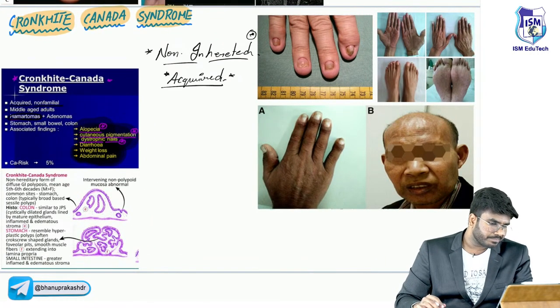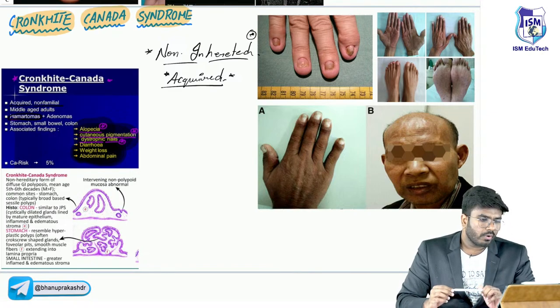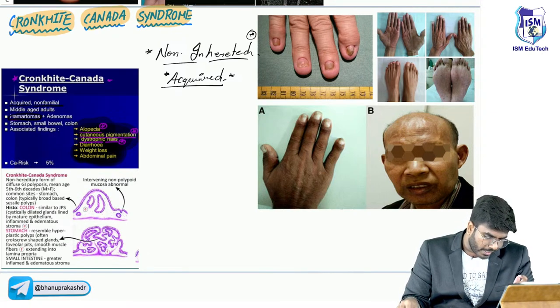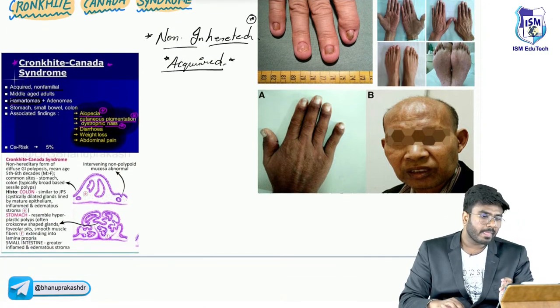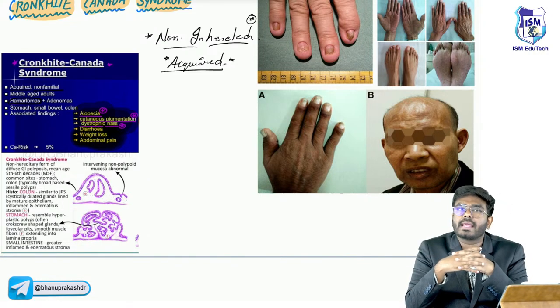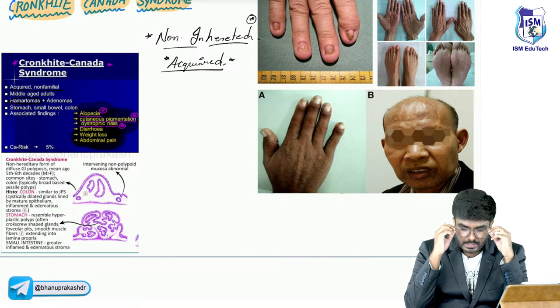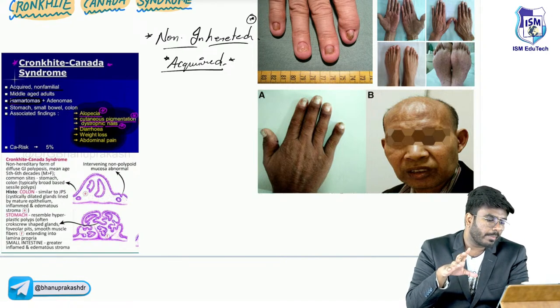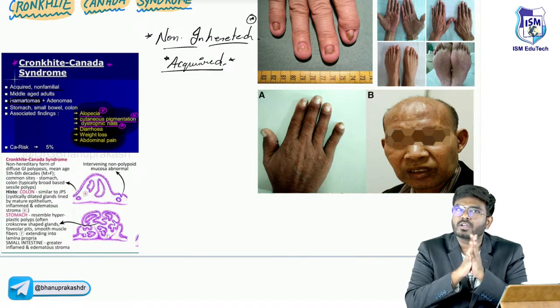So, what are the conditions in which you are going to see the hamartomatous polyps? The conditions are juvenile rectal polyps or juvenile polyposis, Peutz-Jeghers syndrome, Cowden syndrome, tuberous sclerosis and Cronkhite-Canada syndrome. If you know this much, more than enough. So hamartomatous polyps are also completed.